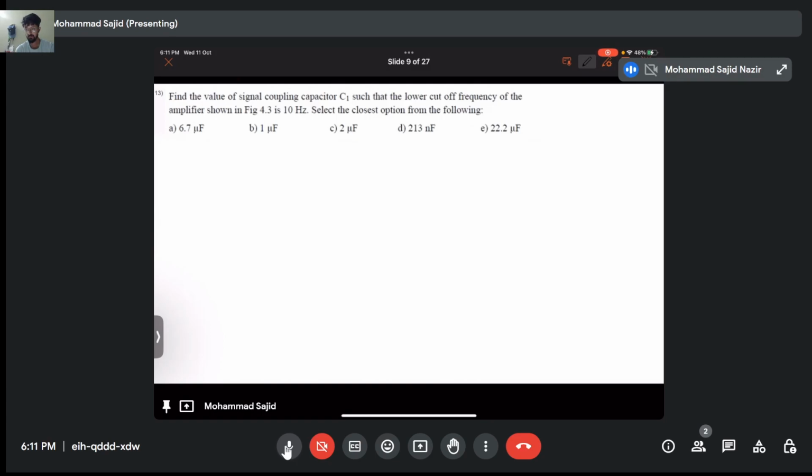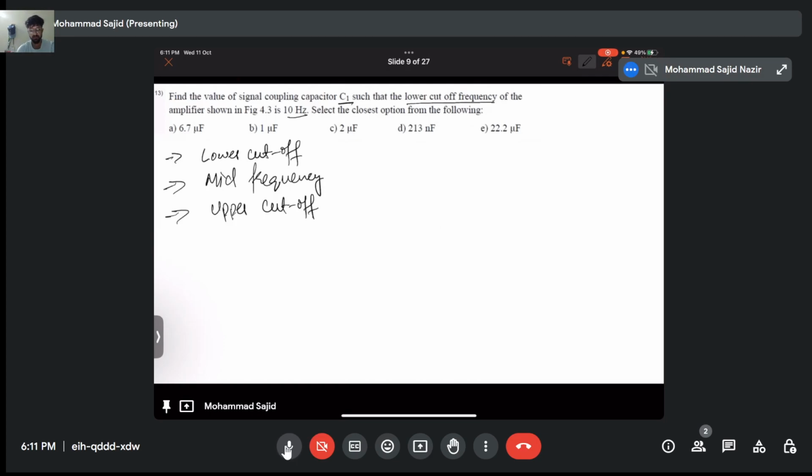This part says we have to calculate a value of capacitor C1 such that the lower cutoff frequency of the amplifier is 10 Hz. Okay, so there are three kinds of frequencies in the circuit analysis. One would be lower cutoff, mid frequency range, and upper cutoff.